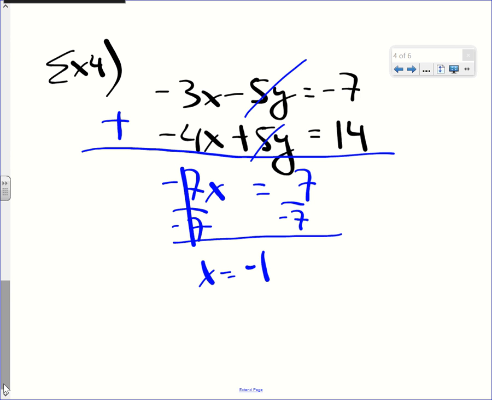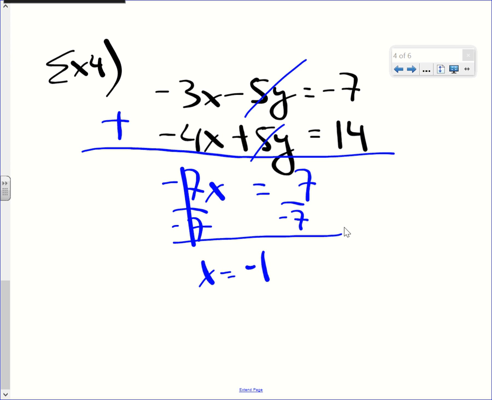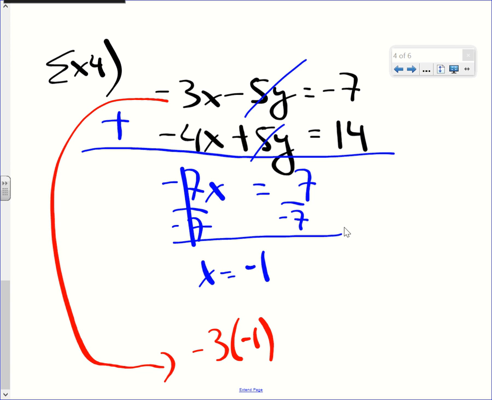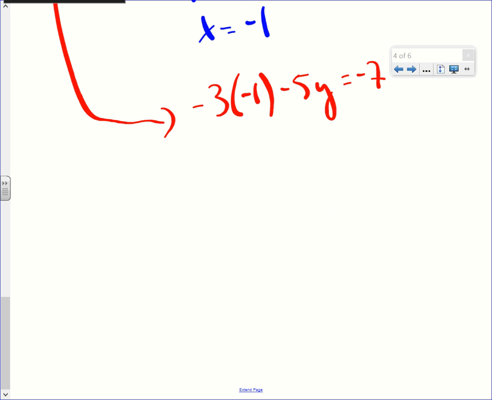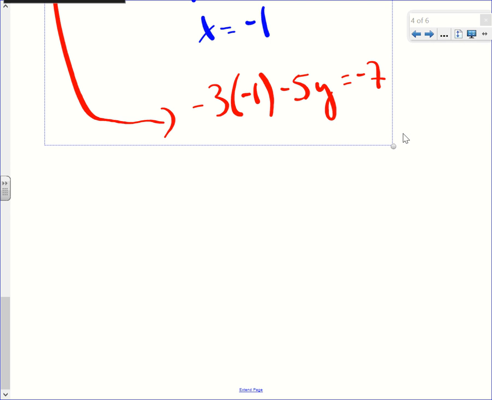And last but not least, put it in either equation. Which one should we pick? First one. Let's do it. So I'm going to rewrite the first equation over here, substituting x with negative 1. So negative 3 times negative 1 minus 5 times y is negative 7, ladies and gentlemen. Sorry for the crooked writing here.